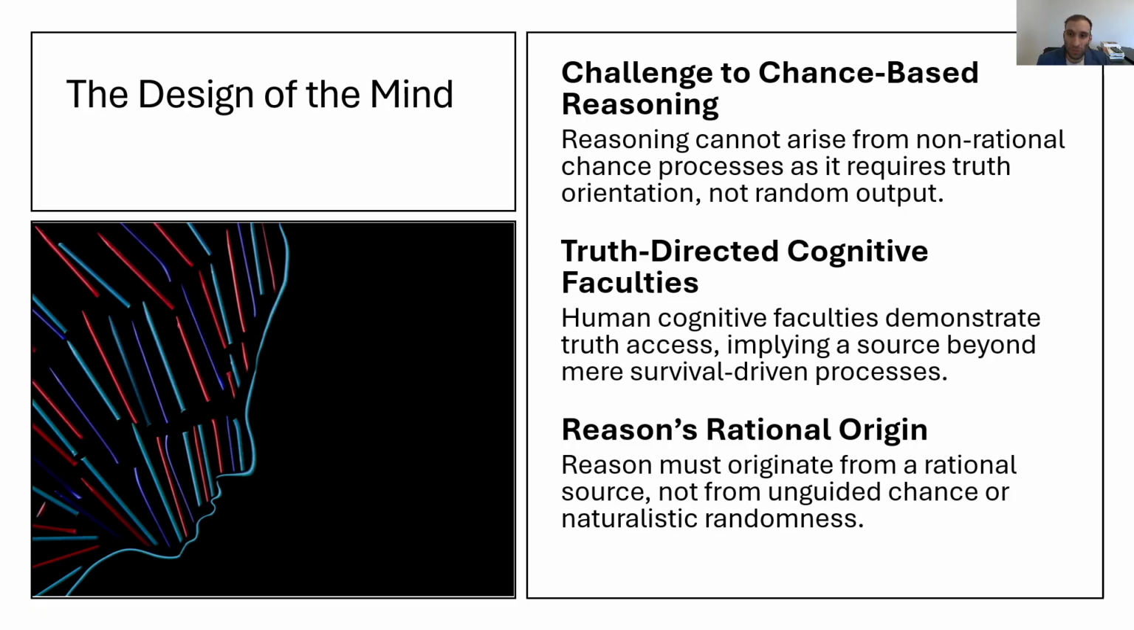Let us suppose that the world is a product of evolutionary chance. If the world is a product of chance, then we are products of chance. And if we are products of chance, then our minds, our reasoning processes, are also products of chance. Now, what does evolution aim at?